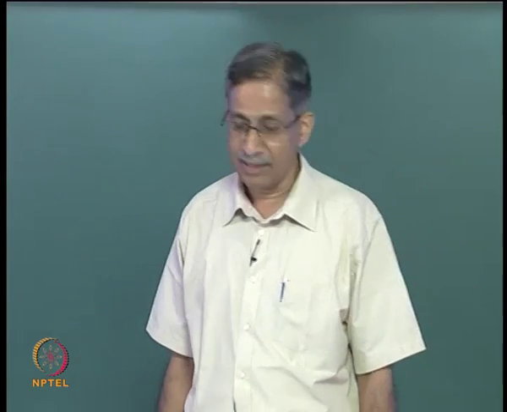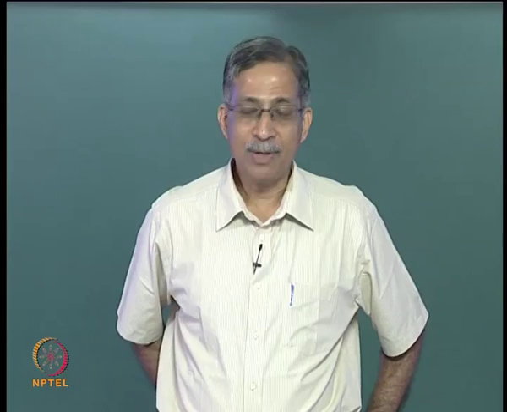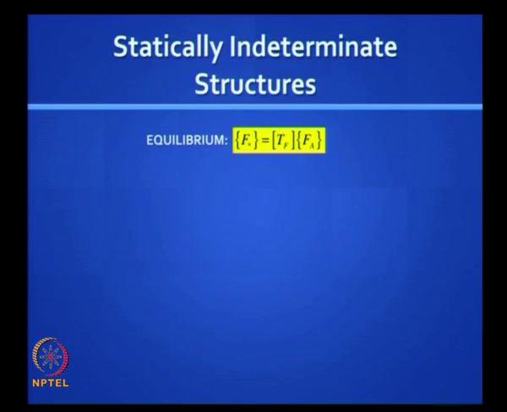Shall we proceed? We now move to statically indeterminate structures, and you realize that you have a problem. What is the problem with statically indeterminate structures? We have a redundant equation. What is the problem with the TF matrix? It is not unique. Multiple solutions are possible which are statically admissible. So, it cannot be uniquely defined using equilibrium alone.